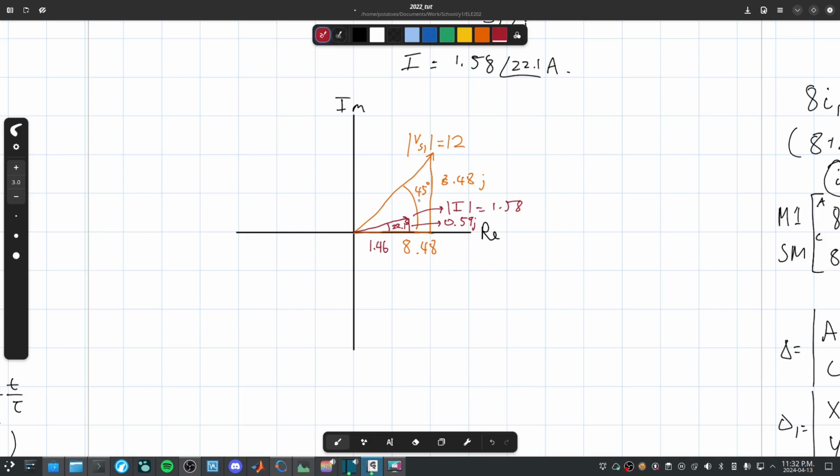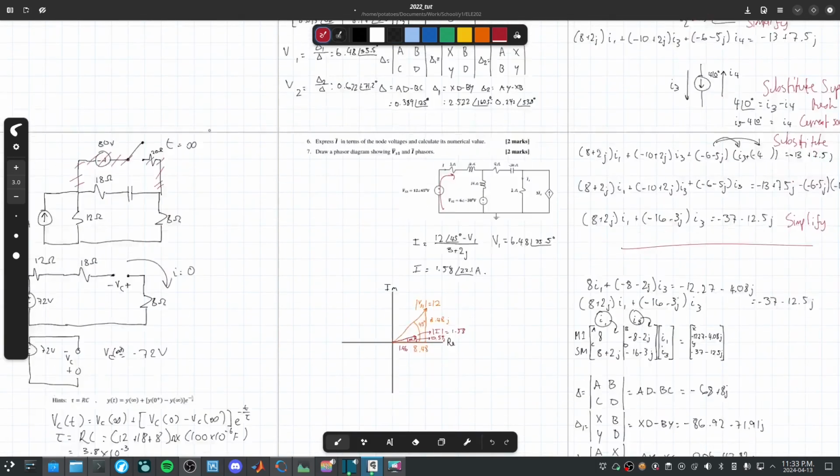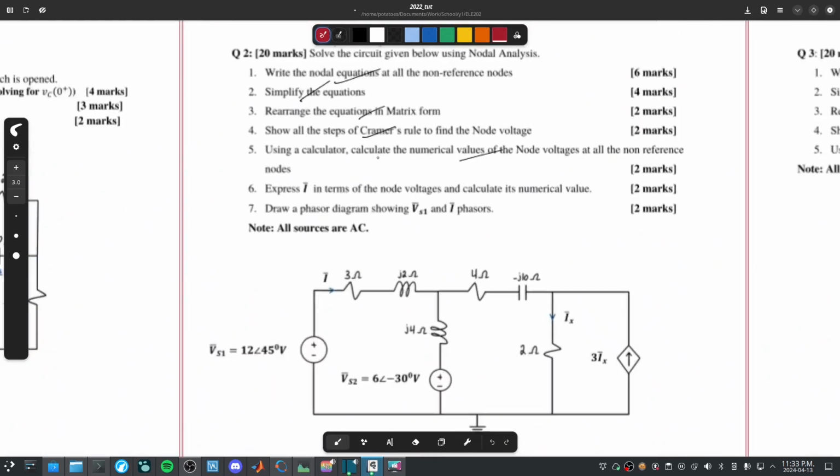All it is that you are drawing the line with its components and its angle. That's it. So that is the entirety of question 2. Let's cross those out.